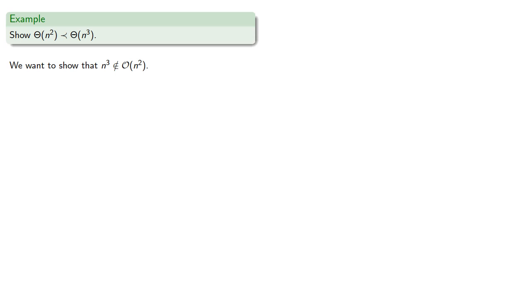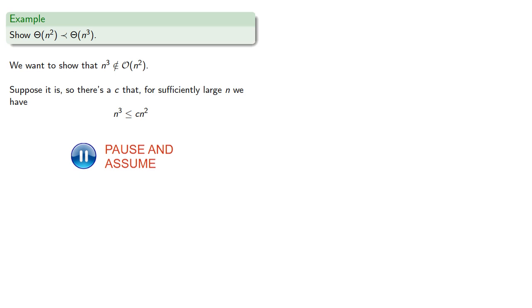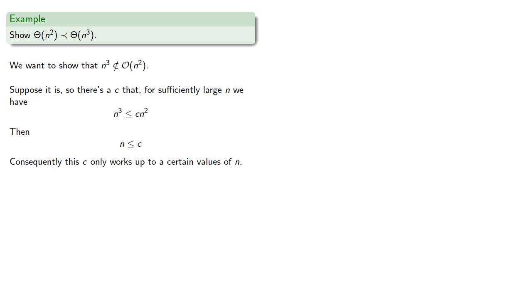Now, if we want to show that n cubed is not big O of n squared, suppose it is, so that there's a c such that, for sufficiently large n, we have, then n is less than or equal to c. So consequently this c only works up to certain values of n. So n cubed can't be big O of n squared, and so by our definition, the order of n squared is in some sense smaller than the order of n cubed.